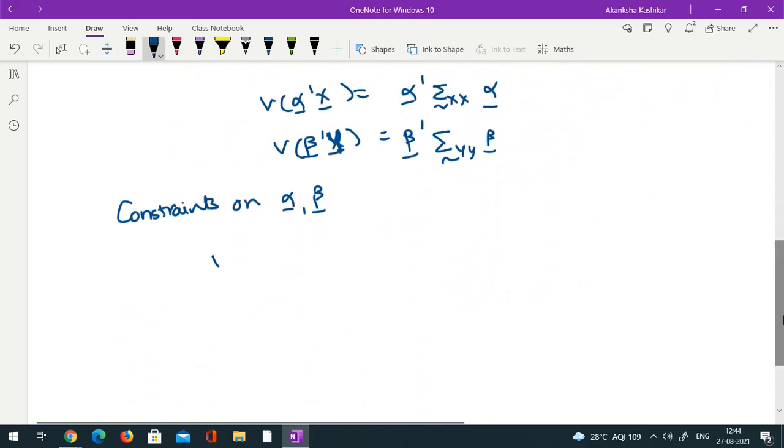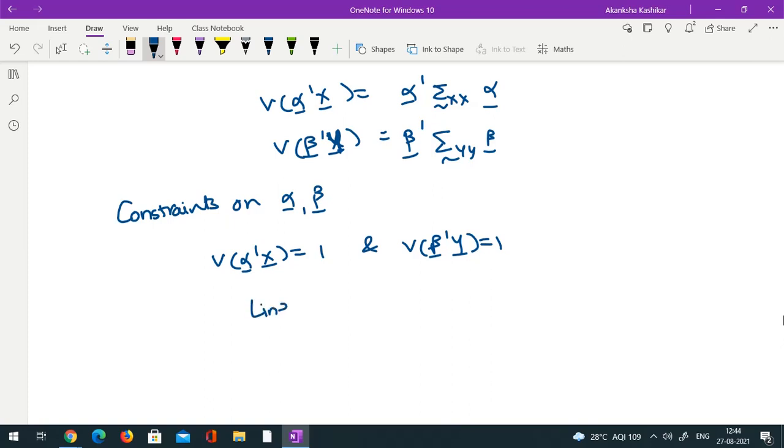So what would be the constraints? Variance of alpha prime x should be 1 and variance of beta prime y should be 1. This is a very routine constraint. What we are saying is our linear combinations should be standardized, correct? Or scaled. Their variance should be 1.